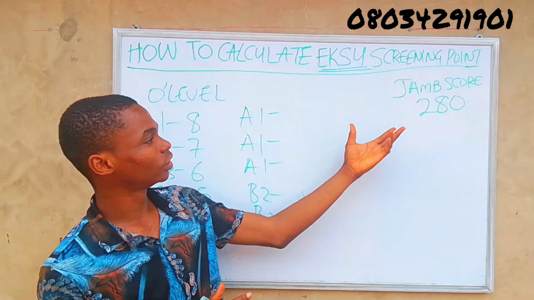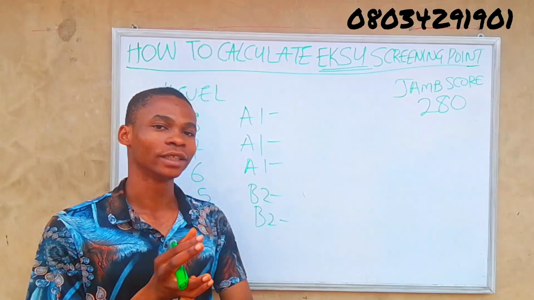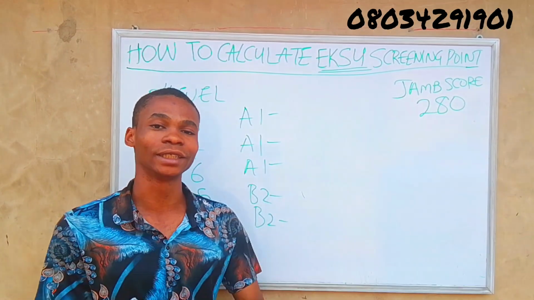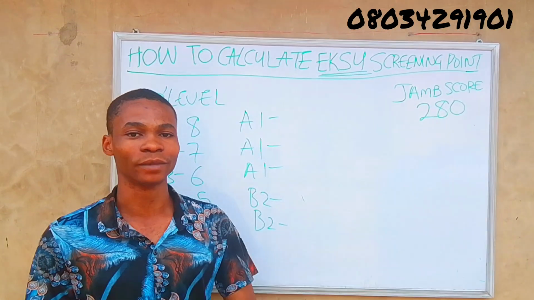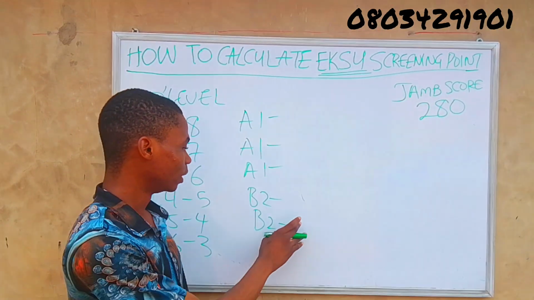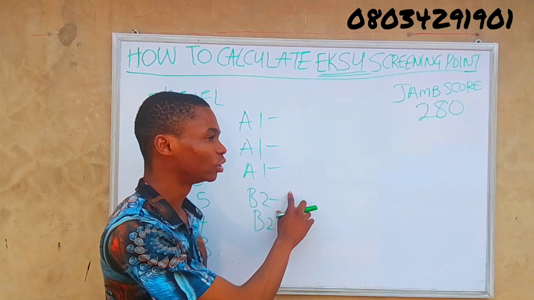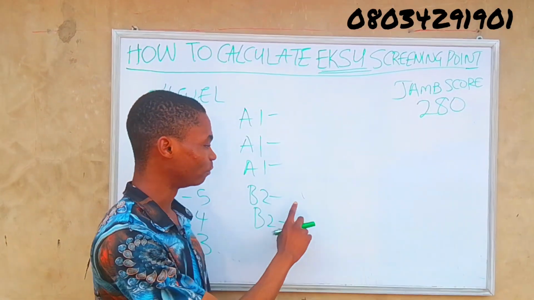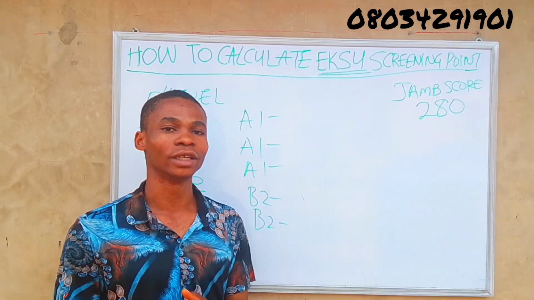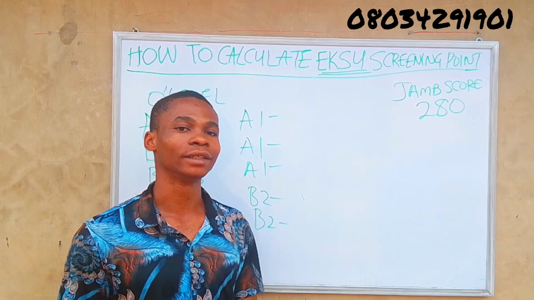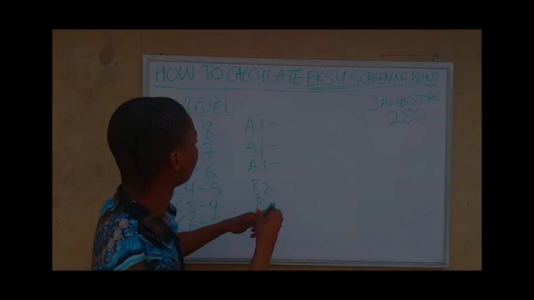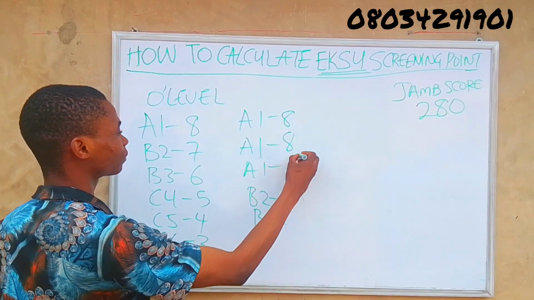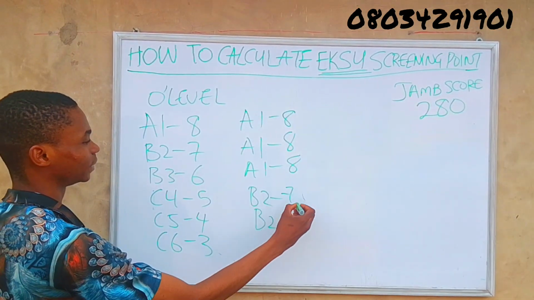Or maybe you want to study law and you have 3 A's in your 5 compulsory subjects, which include English, mathematics, and government. And in literature you have B2, and in CRS you also have B2. How are you going to calculate the screening point? Since you have 3 A1, each represents 8 points, and B2 represents 7 points.